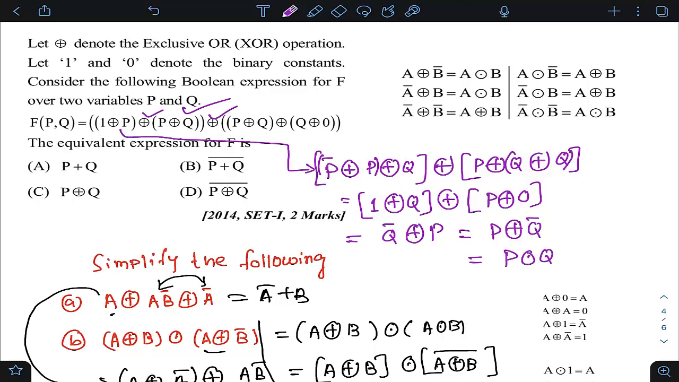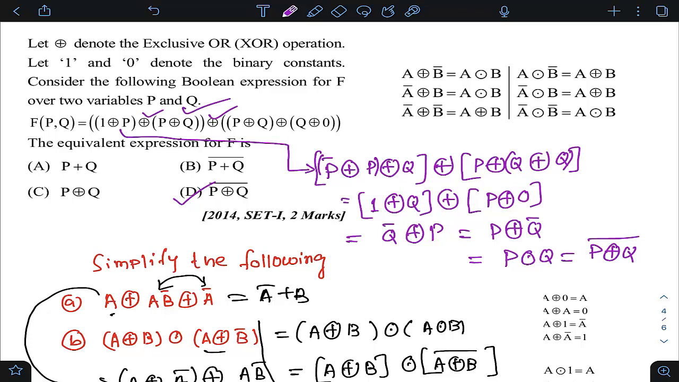How am I saying this? P XOR Q bar, A XOR B bar is equivalent to A XOR B. So P XOR Q bar is equivalent to P XOR Q. And we know that XOR and XNOR are complements of each other. So P XOR Q can be written as P XOR Q whole complement, which is given in option D. So D is the right answer for this question.